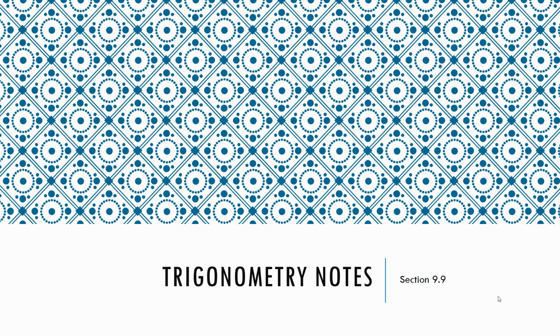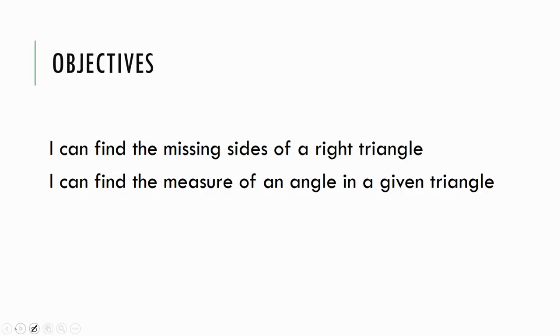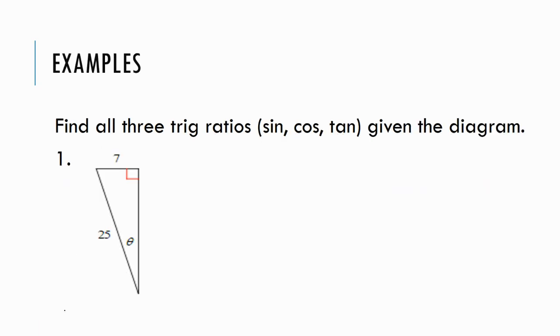Today we're going to continue looking at section 9.9, which is all about trig. We're going to find the missing sides of a right triangle, and we're going to find the measure of an angle in a given triangle. So here's our first example.